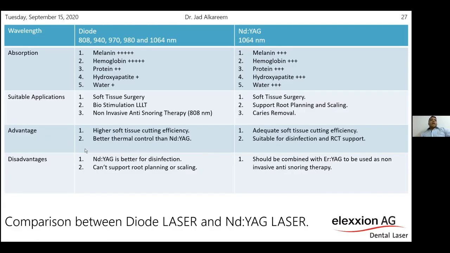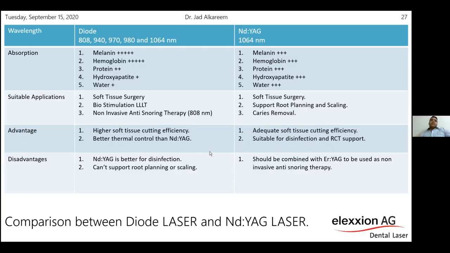Then we go to the advantages. The advantage of the diode laser is that it has a higher soft tissue cutting efficiency, and it has better thermal control compared to the Nd:YAG. The advantage of the Nd:YAG is that it has good soft tissue cutting efficiency, but the diode is much better for that, and it is very suitable for disinfection and root canal treatment support.